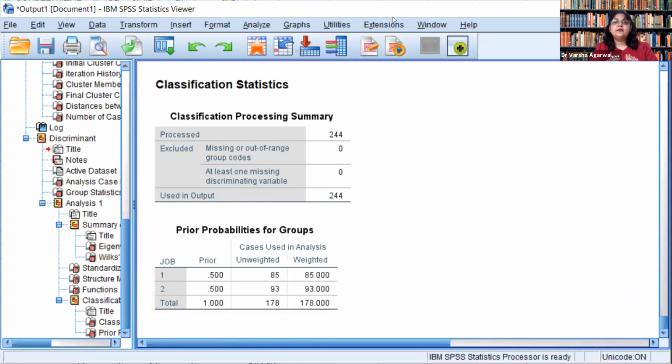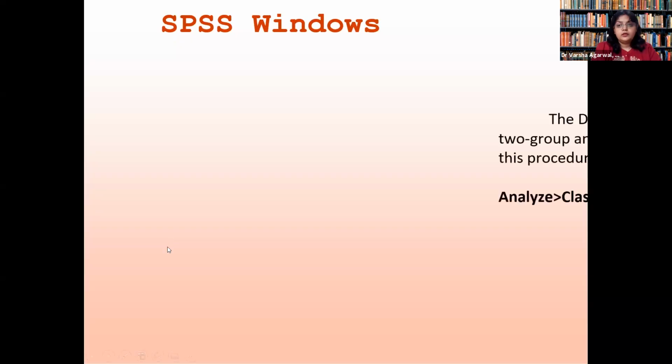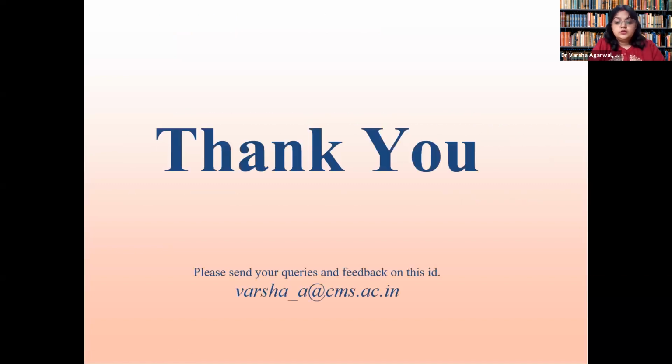So these two categories can be anything: yes, no, loyal, disloyal, okay? Or will you refer us in future or not? So whatever basis you find in your study to discriminate, you can utilize it. So this is how we do cluster analysis and discriminant analysis. This was all about it. Whatever questions you have, you can ask or you can email me on my ID.